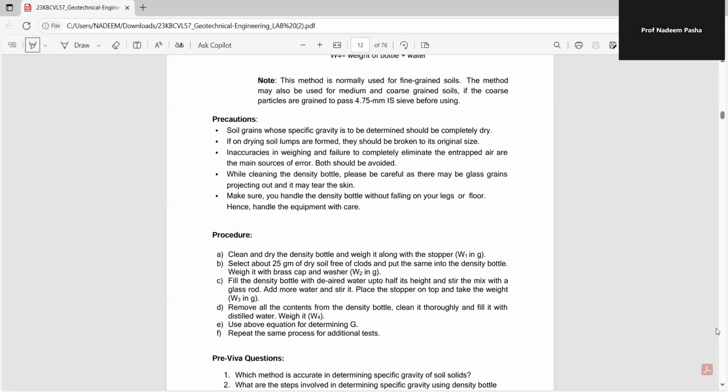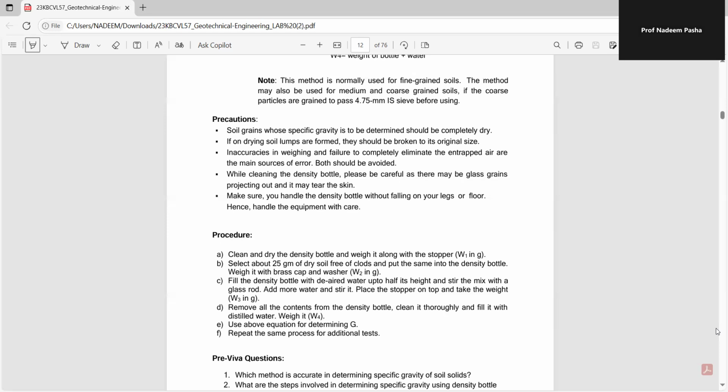In the next step, you have to fill the bottle with water up to the top and weigh it. That will be W3 gram. You have to place the stopper on top and take the weight of the bottle. That will be W3. Finally, you have to remove everything, clean the bottle, fill it with distilled water and weigh it again. That will be W4. Finally, you will determine G using the relation G equal to (W2 minus W1) divided by ((W2 minus W1) minus (W3 minus W4)).